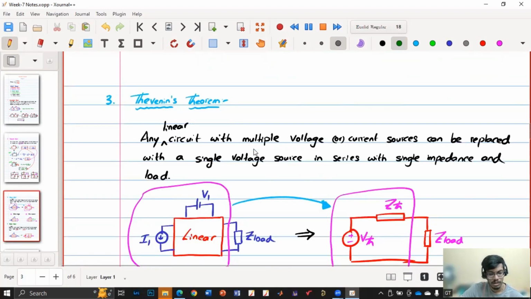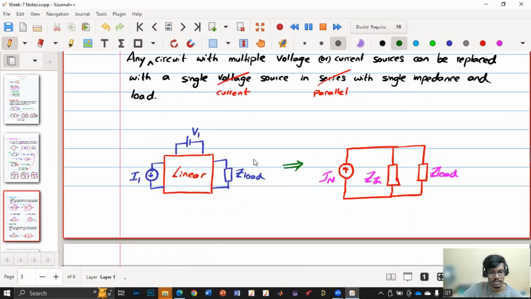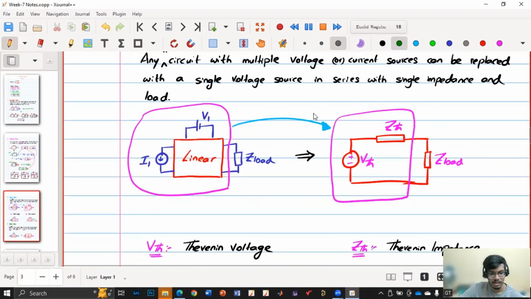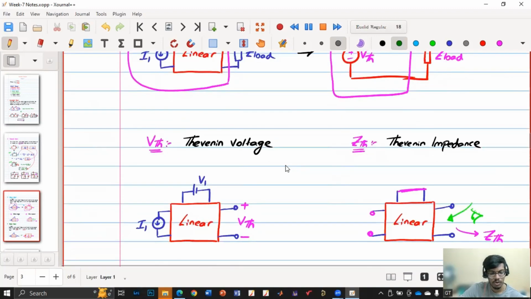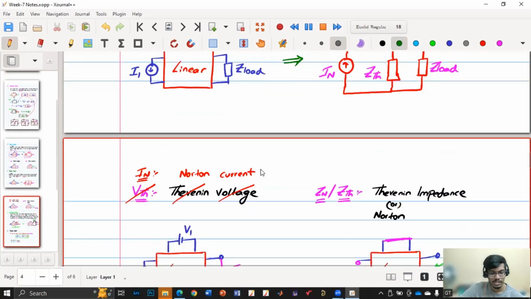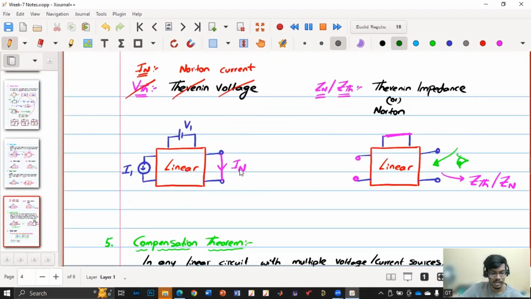Thevenin's theorem and Norton's theorem are just analogous to each other. In Thevenin's theorem, the given circuit with multiple voltage or current sources can be replaced with a single voltage source in series with impedance and load. Here it is a single current source in parallel with the impedance and load. The Thevenin voltage is obtained by opening the load terminal and finding the voltage across that. Impedance is found by shorting all the voltage sources, opening all the current sources, and finding the impedance at the two output ports. Norton's current is obtained by shorting the load, keeping everything else the same, and finding the current through that path. And this impedance is also the same thing.